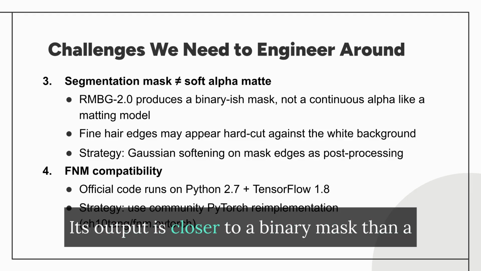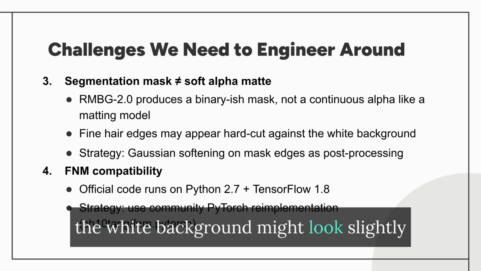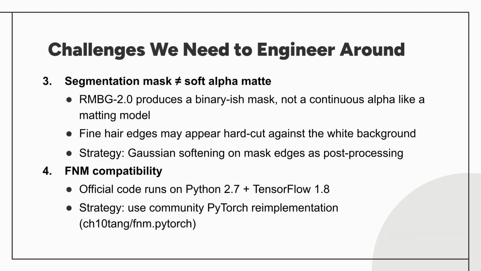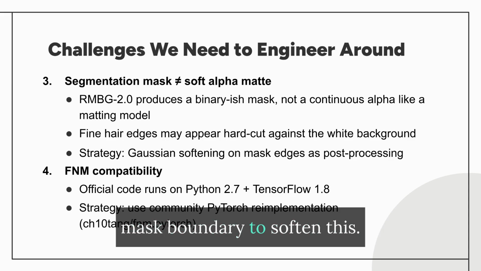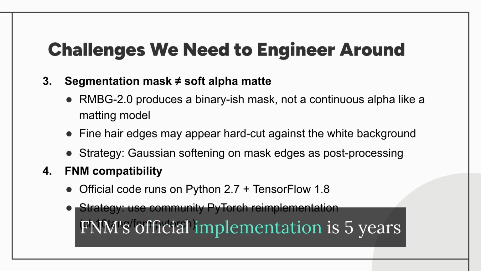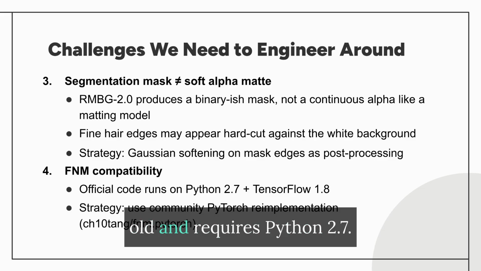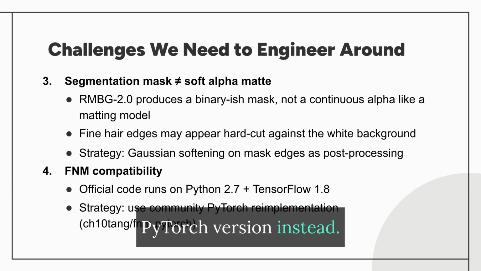Third, RMBG 2.0 is a segmentation model, not a matting model. Its output is closer to a binary mask than a soft alpha. That means individual hair strands against a white background might look slightly hard-edged. We'll apply a small Gaussian blur at the mask boundary to soften this. Finally, there is a practical compatibility issue. The official implementation is 5 years old and requires Python 2.7. We'll use a community-maintained PyTorch version instead.